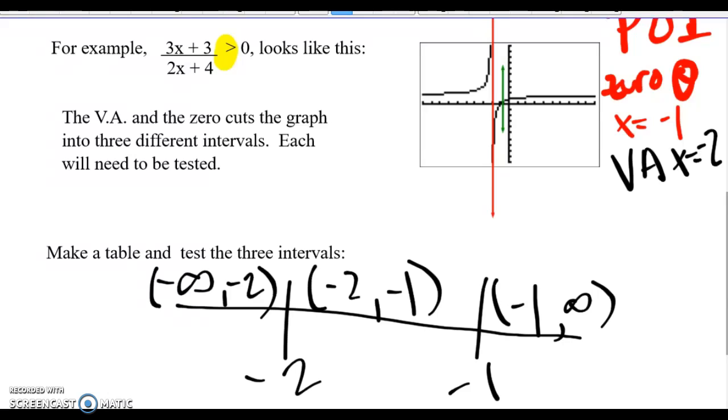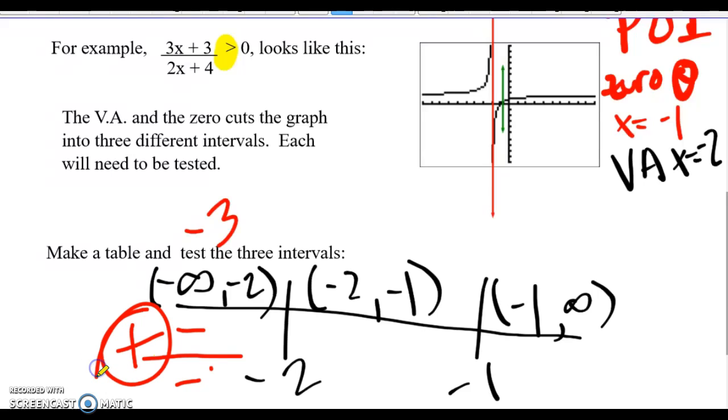I'm going to pick over here -3. If I plug -3 into the top, I get 3 times -3, -9 plus 3. Well, that's negative. Then the number on the bottom: 2 times -3, -6 plus 4. That's a negative. I don't care what the actual number is. So a negative divided by negative is a positive. So I circle that.